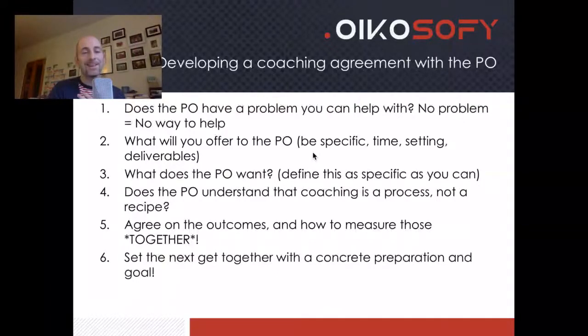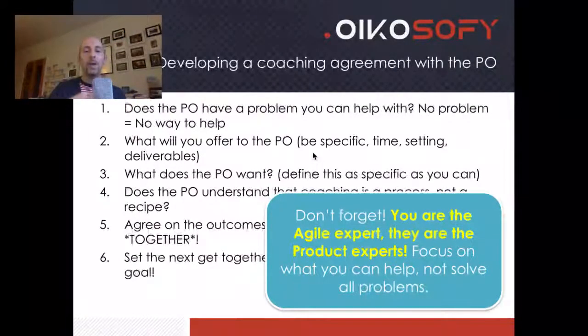And now, of course, since we are Scrum Masters and Agile coaches, before I go further, let me just emphasize this. You are the Agile expert and the product owner is the product expert. So do not confuse this. This is extremely important. We can help them with the process, but we can't help them with the product. We are not better product owners or better product managers than they are. We just understand Agile collaboration better than they do because they didn't need to work that way before, or because they are struggling with a specific aspect of Agile. So focus on what you can help with. Do not solve all problems.